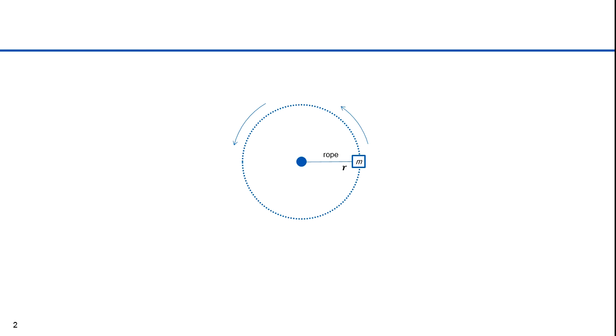Let's set up an example. Imagine a mass, m, at the end of a rope. The rope represents the position vector r. The mass is being spun in a uniform circular motion. We learned from part 34 that the velocity of the mass, v of t, is tangential to the circular motion, and it equals r times omega, where omega is the angular speed expressed in radians per second.